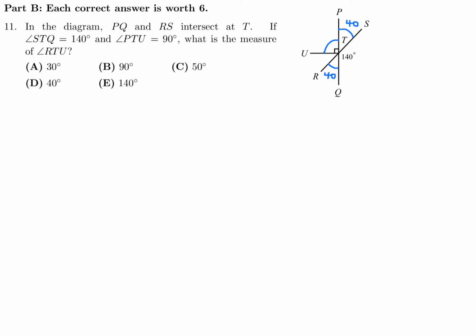They've given us that with this little symbol here. So that means that this angle will also be 90 from there to there. So this angle is 90 minus 40, which is equal to 50, and that is the angle that they want, RTU. So number 11, the answer is C.